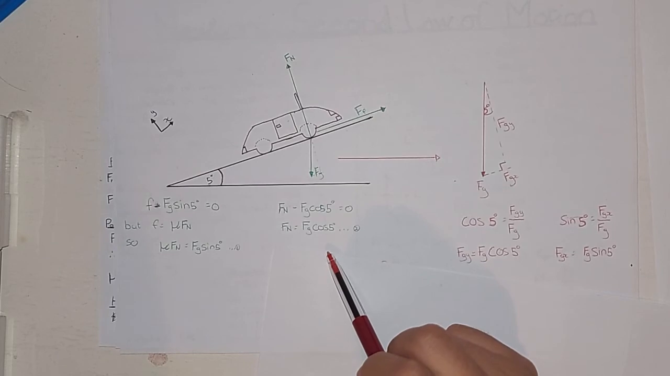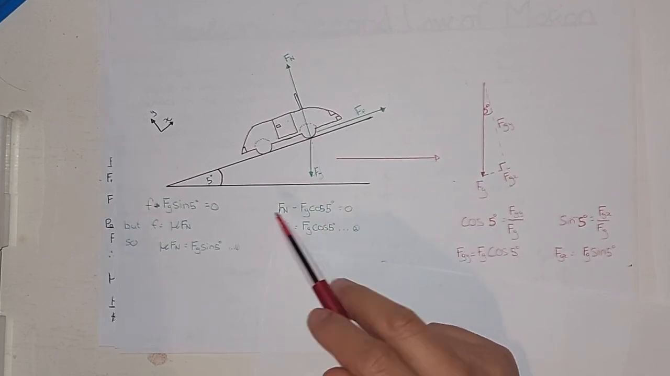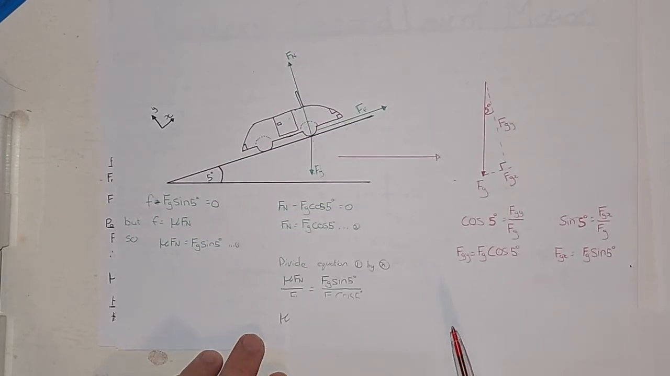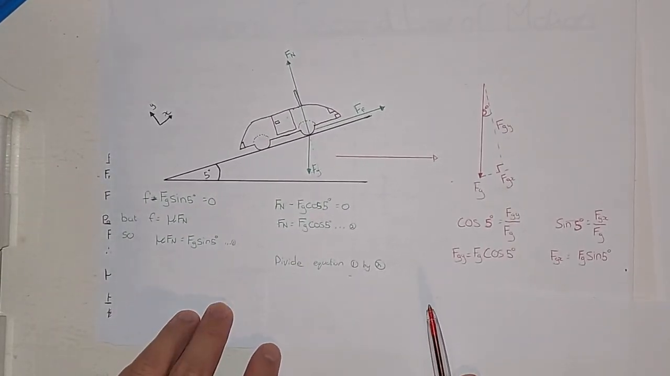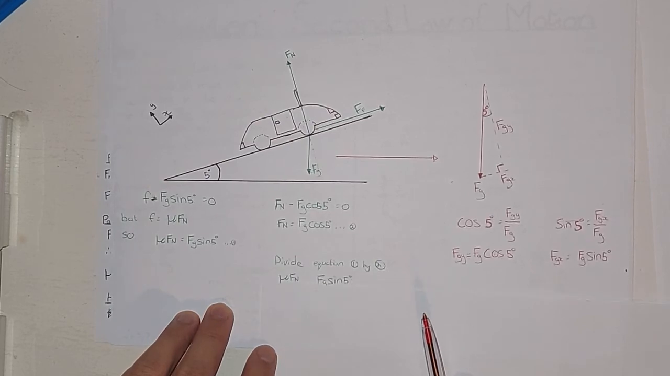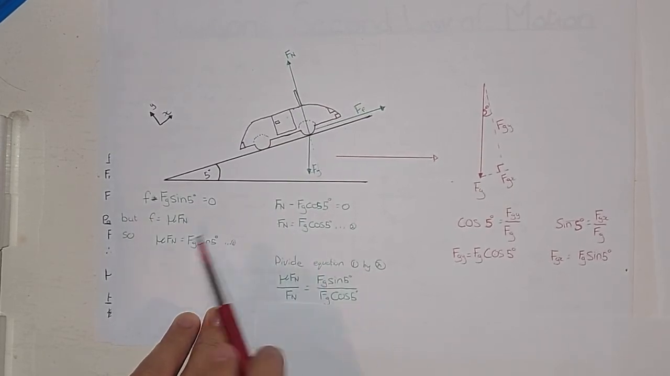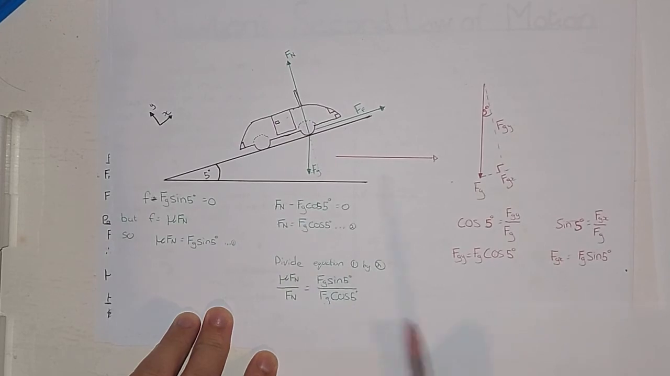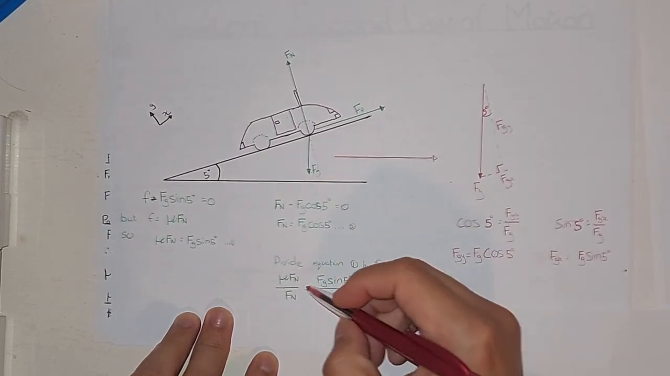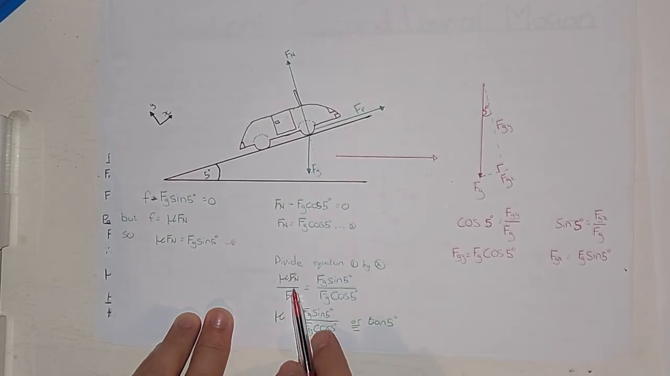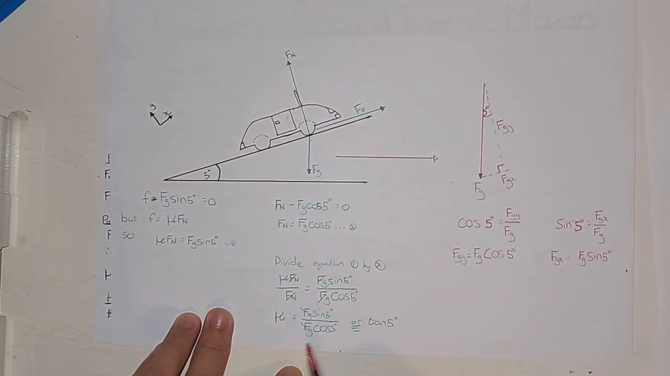Now, why am I doing this? Because I'm trying to find the value of my coefficients. So if they ever ask you to find the value of your coefficients, I'm going to divide equation 1 by equation 2. So there you go. This is all my left sides, and my right sides all over here. Because of this, we notice that this Fn can cancel with this Fn, and this Fg can cancel with this Fg. So I've got coefficient equals sine 5 over cos 5. But we know sine over cos is the same as tan. So you can either say coefficient equals sine 5 over cos 5, or you can say tan 5 over there.